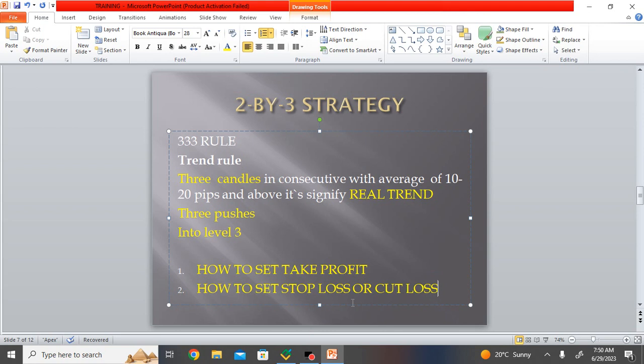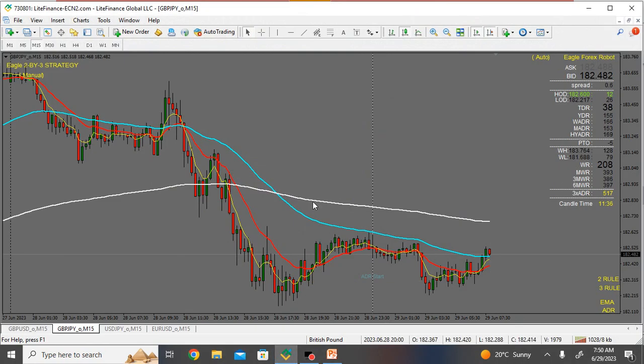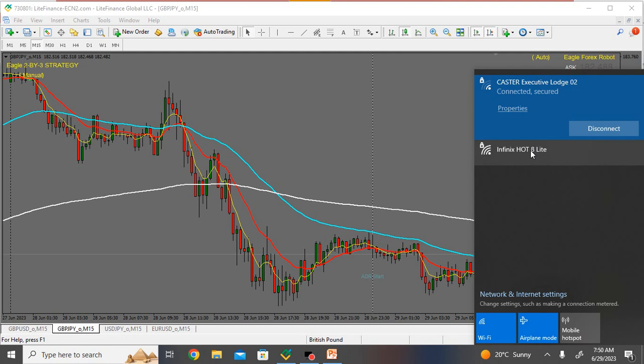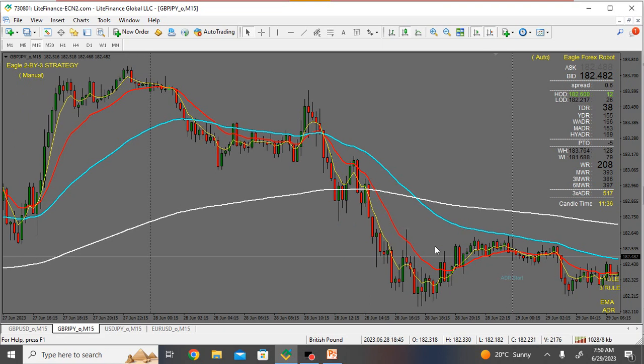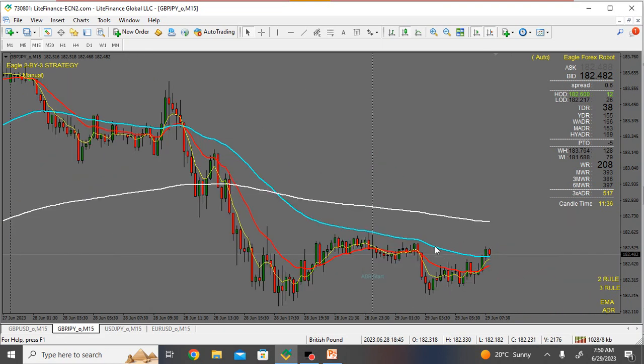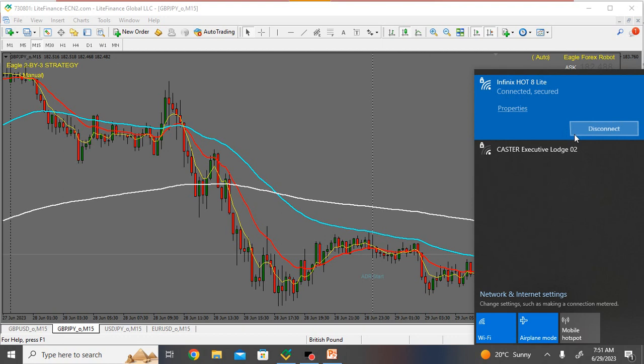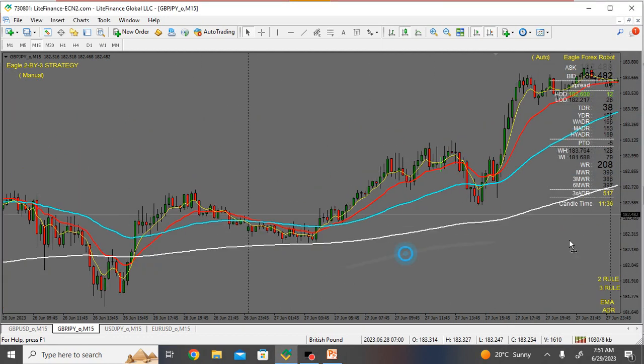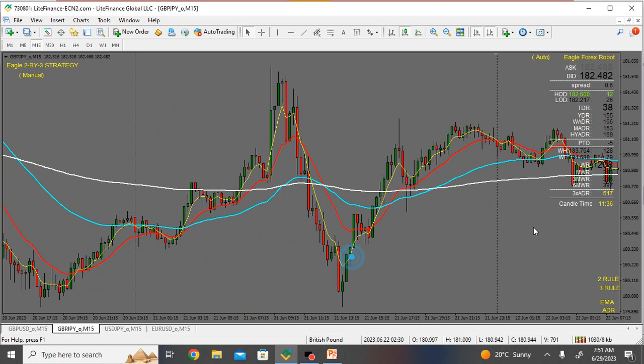So now let's go to the daily chart so that we can understand how these things work. You can see, for example, this was yesterday. This was yesterday's trend. Let's use maybe the previous. You can see this is our chart.